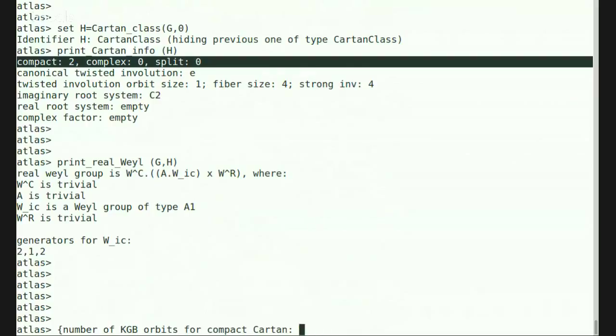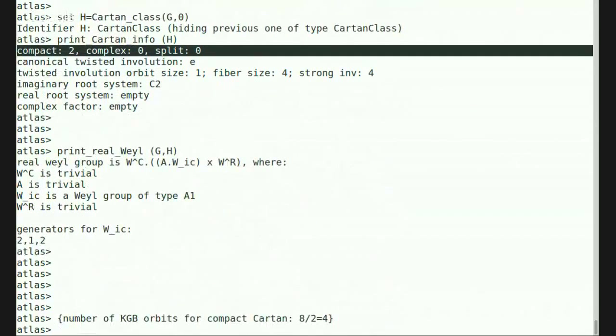8 divided by 2 is equal to 4. And that's the Weil group elements 0, 1, 2, and 3.